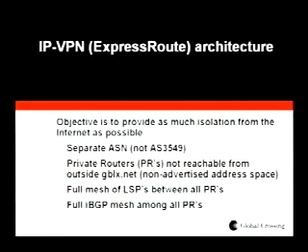A couple of notes on our ExpressRoute architecture. This is our IPVPN product. One of the objectives was to provide as much isolation from the internet as possible while still leveraging the bandwidth in our core. So we chose to use a separate autonomous system number that's not advertised. The private routers are not reachable from outside of our network. The address space is not advertised.